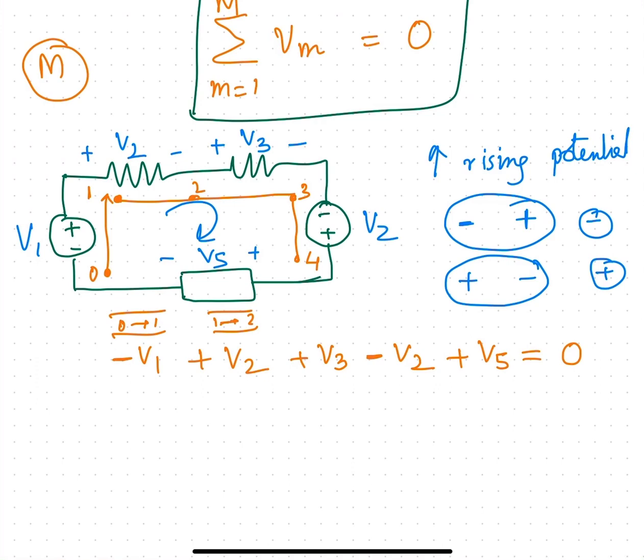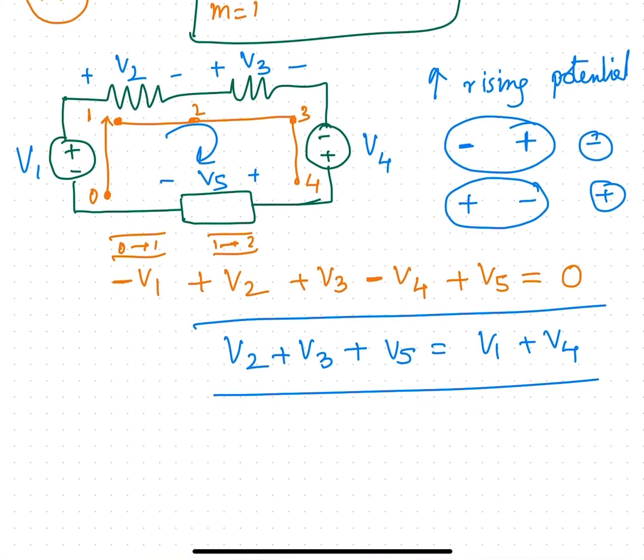So if I rearrange the terms, I can simply say that V2 plus V3. Oh, sorry, this is not V2, this is V4. So if I rearrange the terms, I can say that V2 plus V3 plus V5 is equal to V1 plus V4.